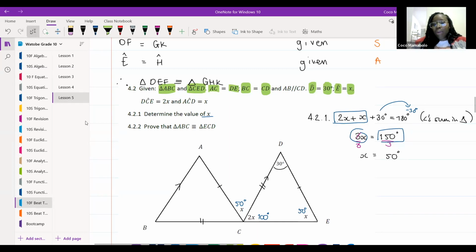Okay, good. Now we've established a couple of things, right? We've established that the value of x is 50. I want to ask you guys, what is the value of angle A? And I want somebody to give me a reason why the value of angle A is what it is. Or actually, where did the 100 come from? This is 2x. 2x is 2 times 50.